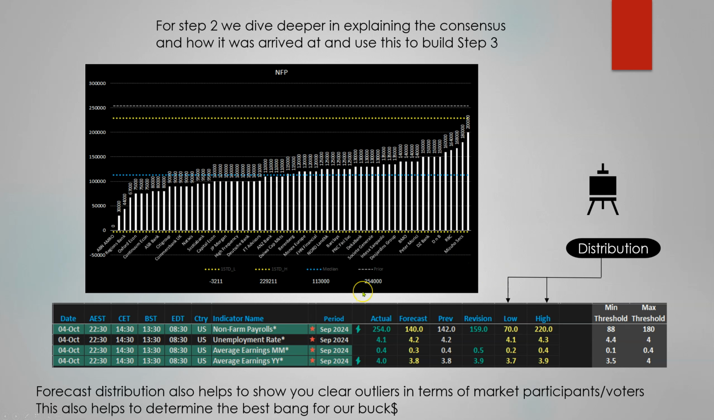So back to what I was talking about for outliers. If we see a lot of these participants here going for 113K as the average, what do I want to do now to create my trade plan? Obviously, if we see NFP printing at this range, 113K, 114K, how do you think the markets are going to take that?